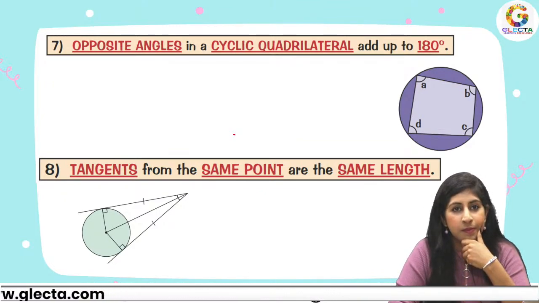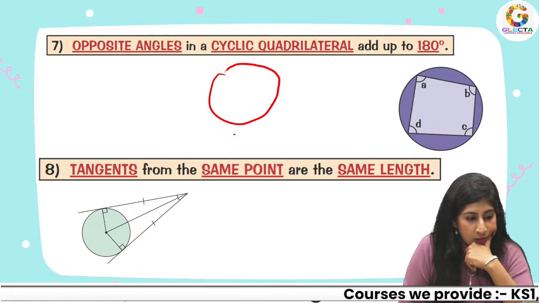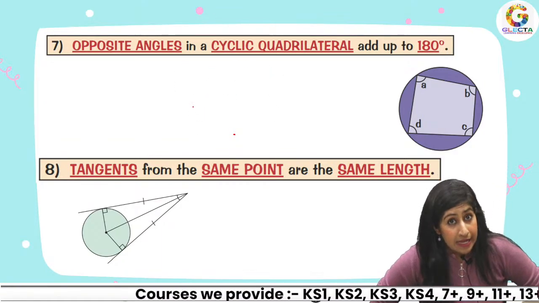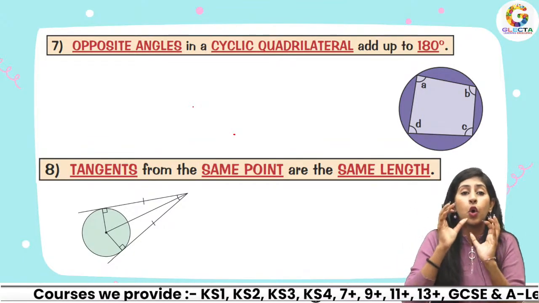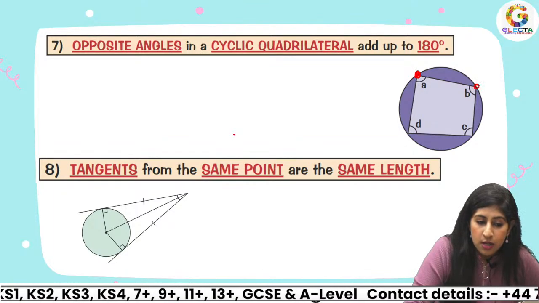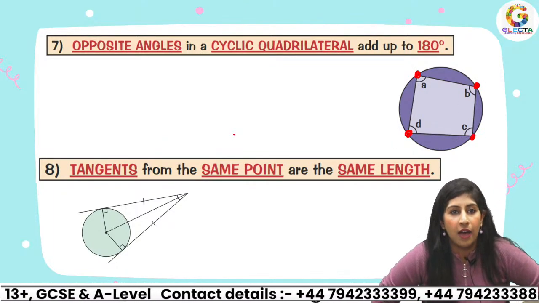A cyclic quadrilateral is a quadrilateral that's drawn, let's say, inside a circle where every corner of the quadrilateral touches the circle. Yes, the most important point, a quadrilateral in which all the vertices touch the circumference of the circle. That's what we want to have.